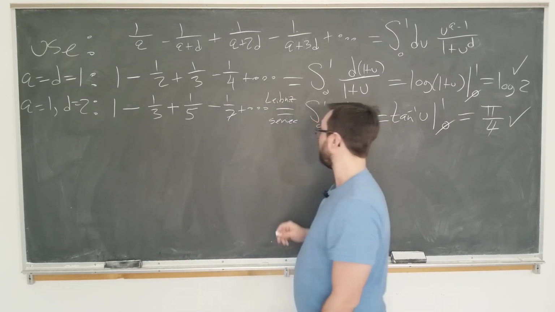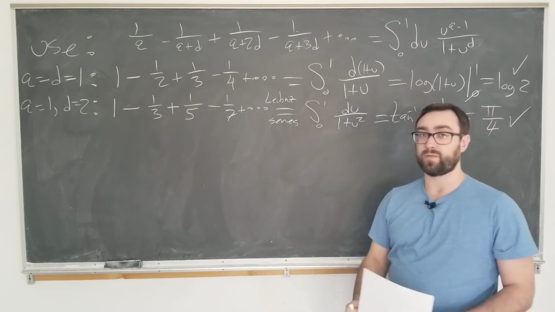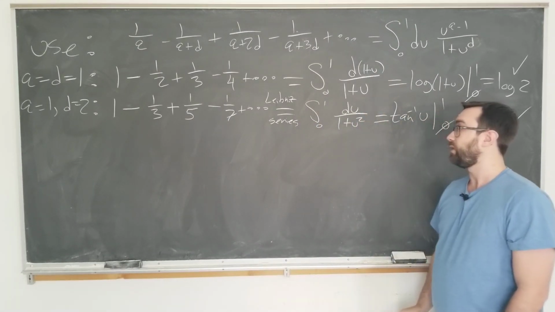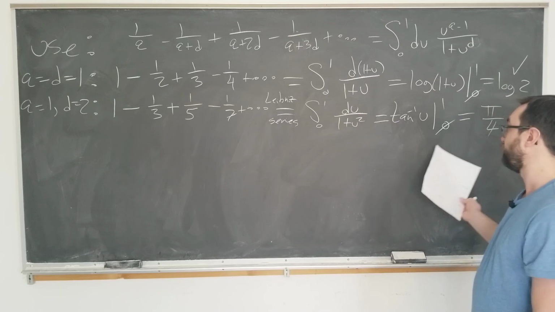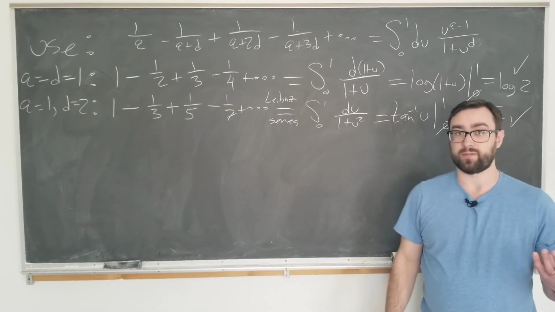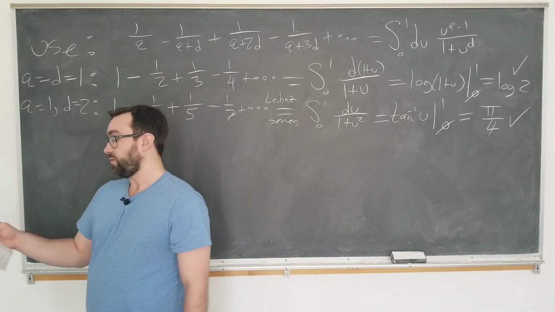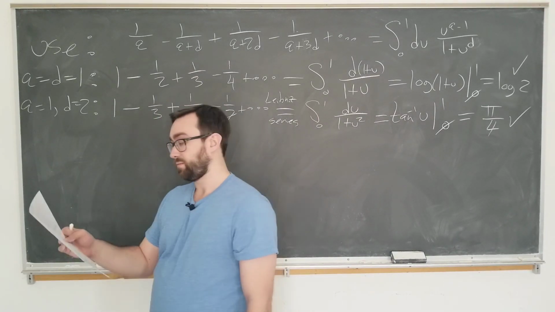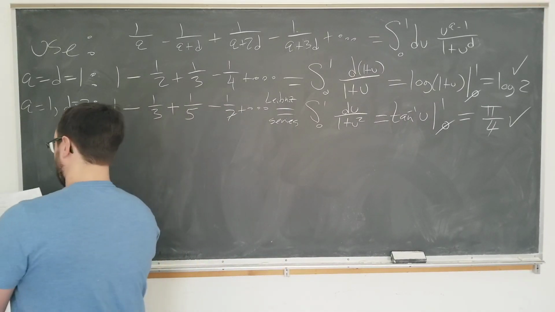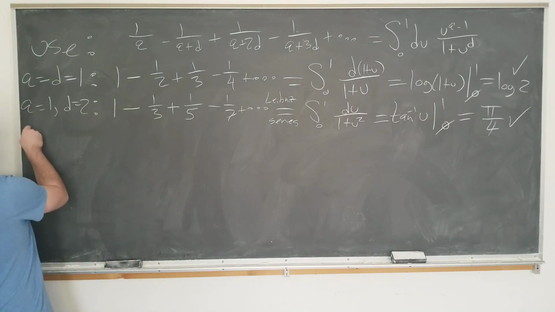So we should have already known that it was pi over 4 before this discussion, since we can use the Taylor series actually for the arctangent to derive this. So it's a closely related method. Now let's do one that we might not have known before. So let's go ahead and look at the case of a equals 1 and d equals 3.